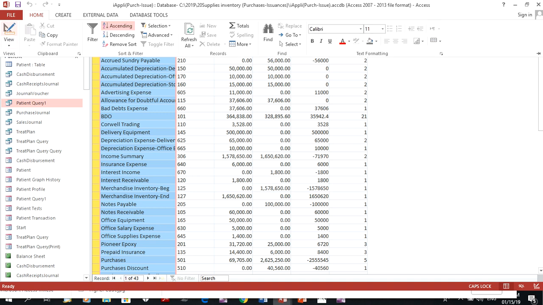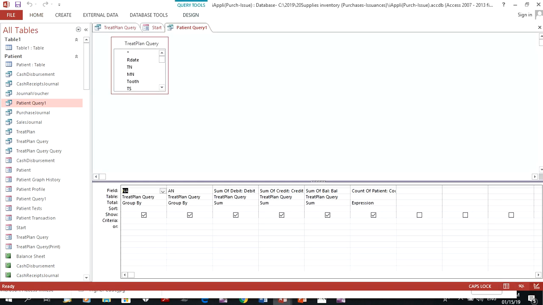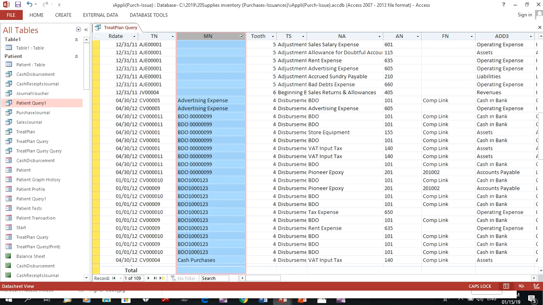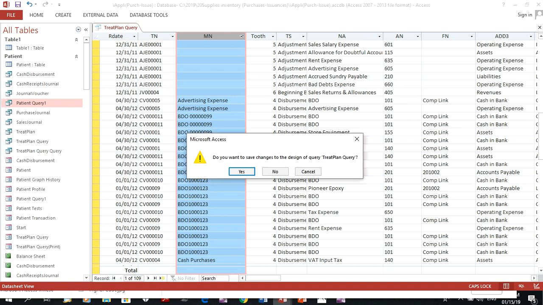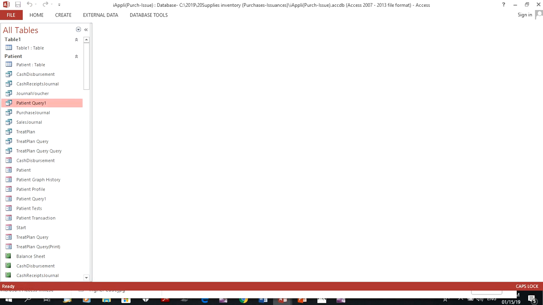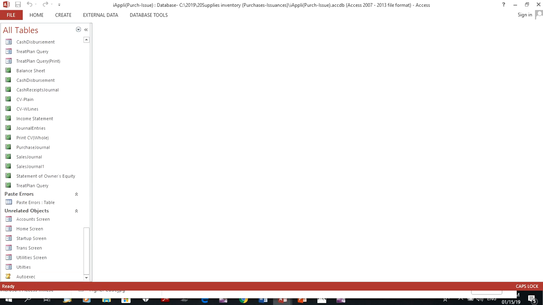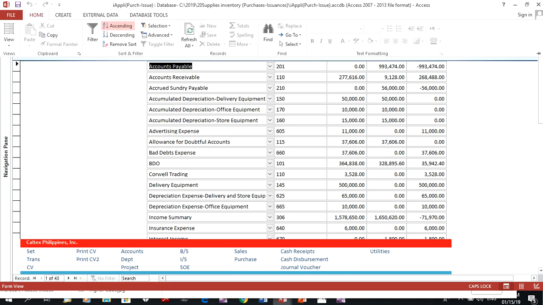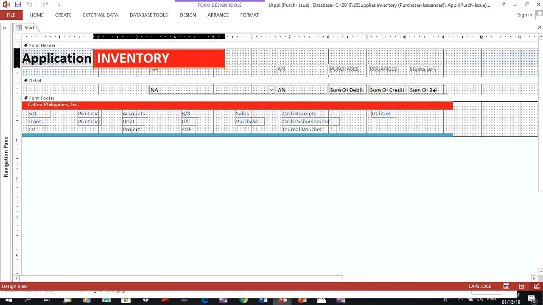Now where did that transaction come from? Of course, you guess it, it comes from the treat plan query. From the treat plan query, where the transaction comes from, it is summarized into the patient query file. So all your entries are summarized, so you have a general ledger or inventory for whatever matter, whatever need. You have your summary pop up.